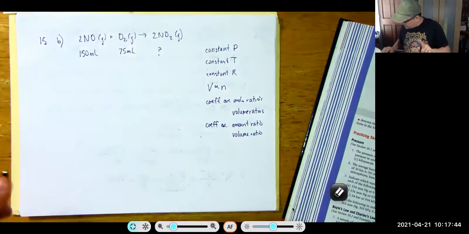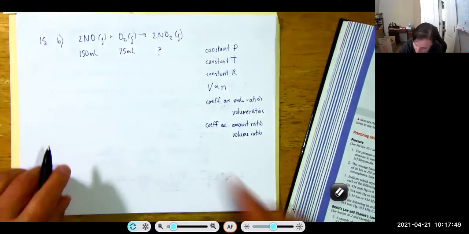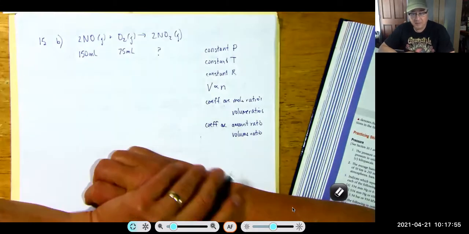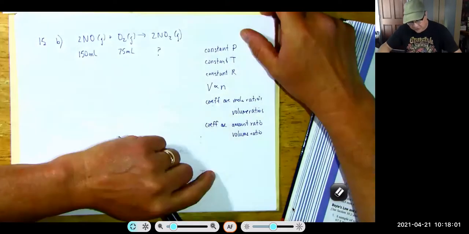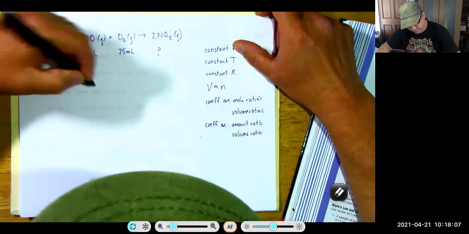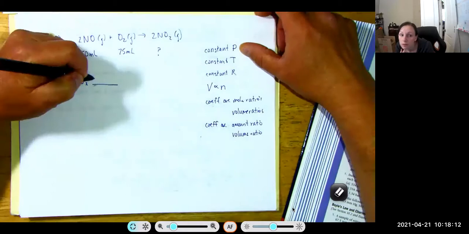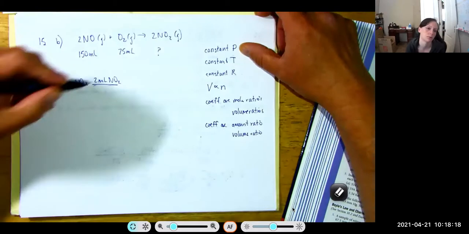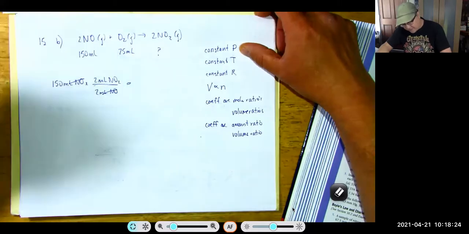I want to make sure that this is what they're asking. They ask you what volume of NO2 is being formed here. So we don't need to answer in milliliters if we don't want to, but I think I want to, given that these amounts are given in milliliters. So let's start off with 150 milliliters of NO. What are we going to multiply by? 2 milliliters of NO2 over 2 milliliters of NO. Okay, and these cancel, and we get 150 milliliters of NO2.